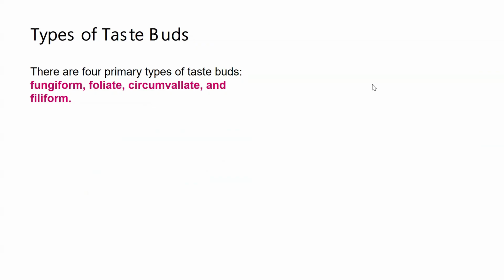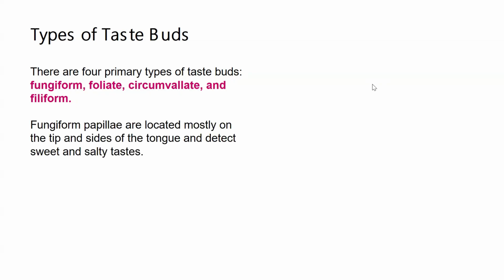So these taste buds are like the posterior part of the tongue, and it's made up of these four different regions: fungiform, foliate, circumvallate, and then we have filiform.